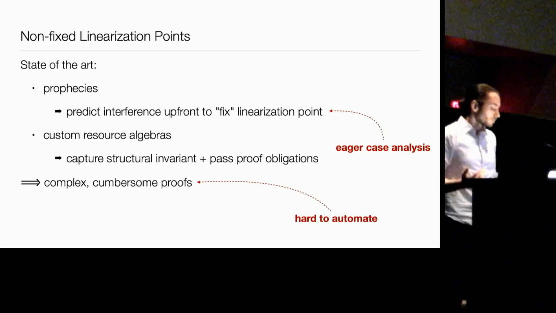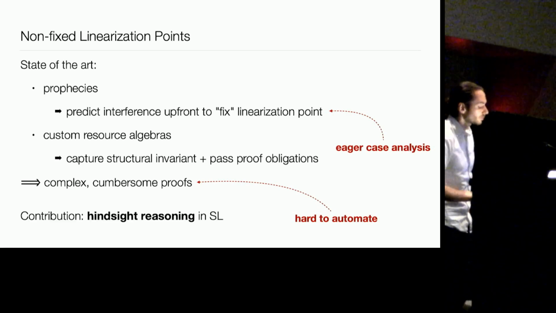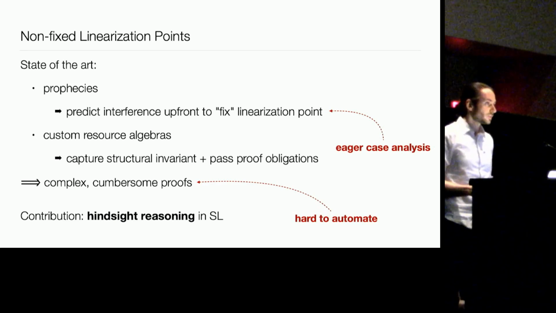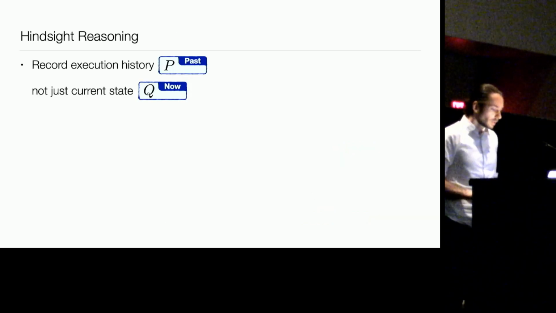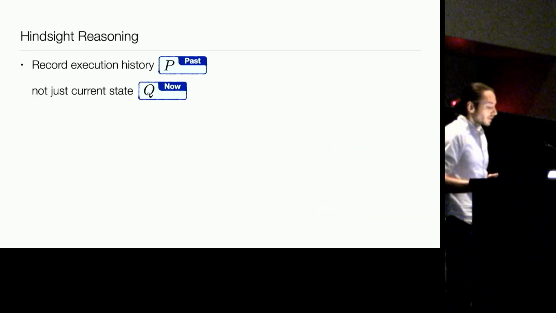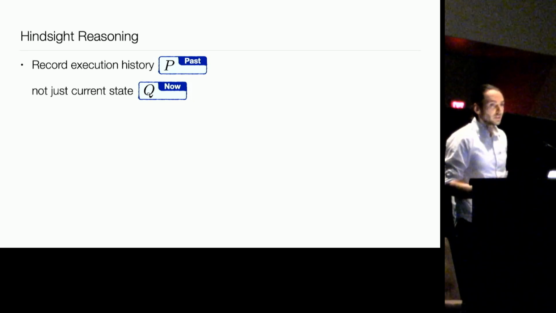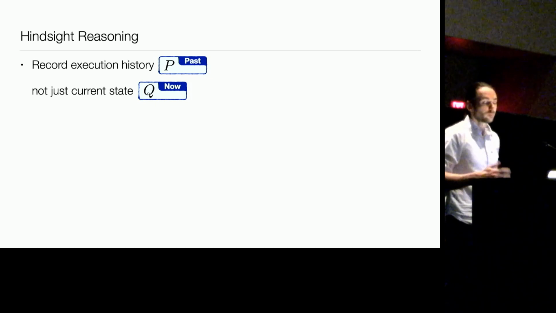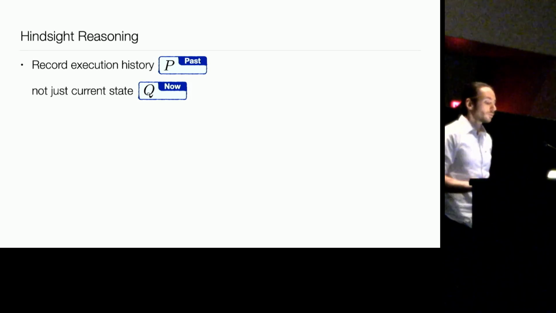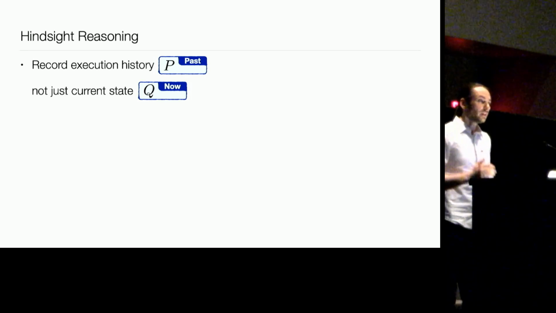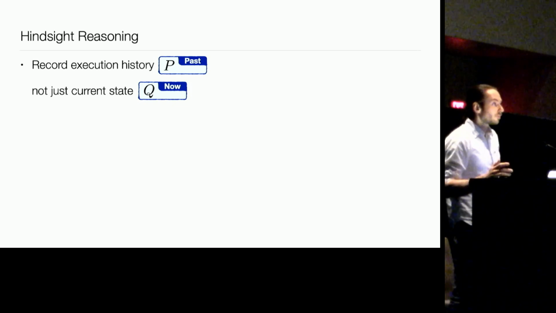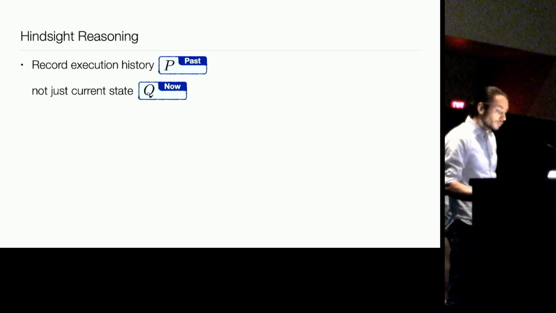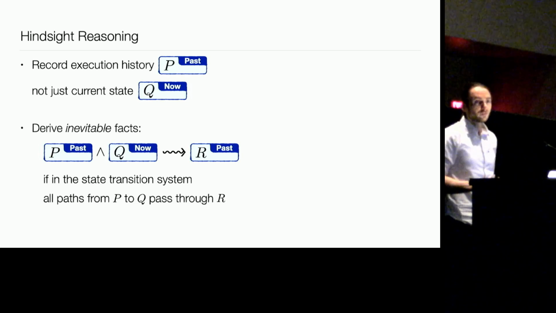To overcome this challenge, we suggest to use hindsight reasoning instead of prophecies. And our contribution is to embed hindsight reasoning in separation logic. So what is hindsight reasoning? To do hindsight reasoning, we do the following. We first record facts about the execution history and not just about the current state. Most of the proofs that you do typically are concerned with only the current state of the program, but we add additional information of the past, of the history, which might no longer be true. We use these two types of information or facts to derive inevitable facts.